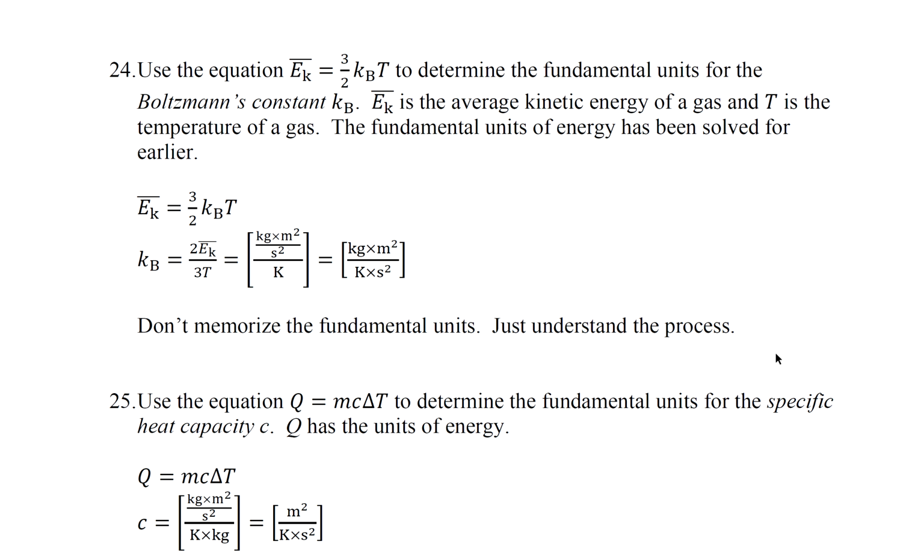Question 24. Use the equation average kinetic energy equals 3/2 k sub b T to determine the fundamental units for the Boltzmann's constant k sub b. So first use that equation, solve for k sub b, and then plug in the fundamental units for E sub k and for T. So E sub k has units of energy, T has the units for temperature, which is Kelvin.